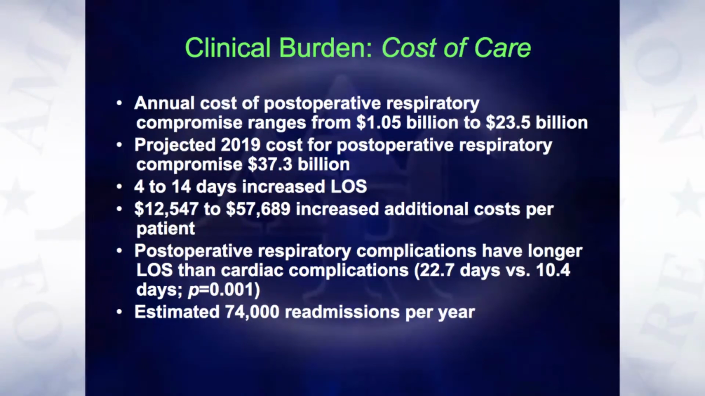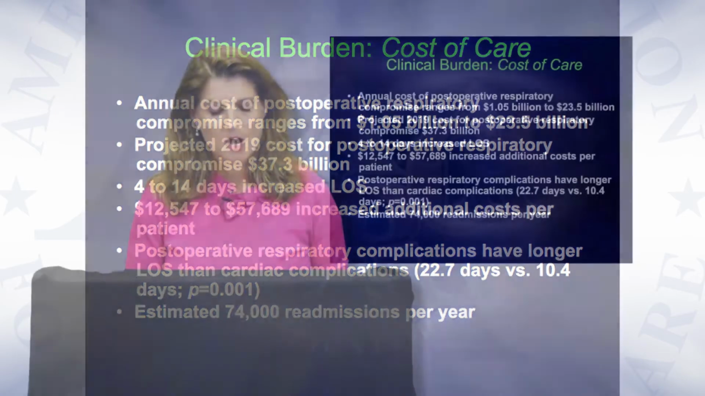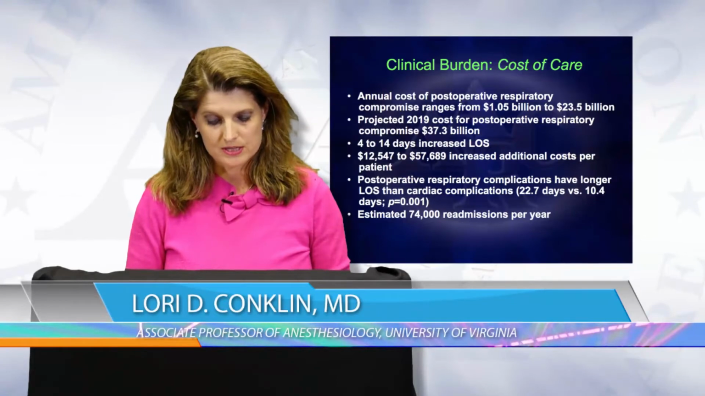Not surprisingly, the development of postoperative respiratory compromise significantly increases the costs. Studies have indicated that, depending on the patient population analyzed, the projected annual cost of postoperative respiratory compromise ranges from $1 billion to $23.5 billion each year, with a projected 2019 increase in cost of $37.3 billion. In a 2010 statistical brief, Weir and his colleagues list respiratory compromise as one of the most common conditions associated with rapidly increasing hospital costs.